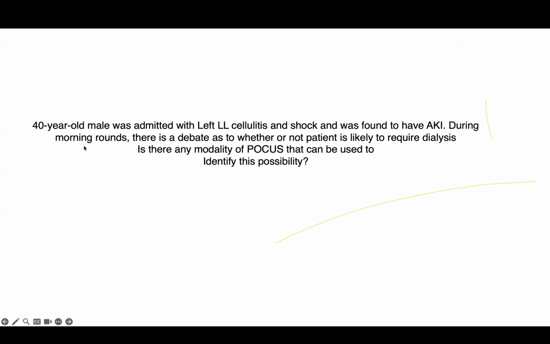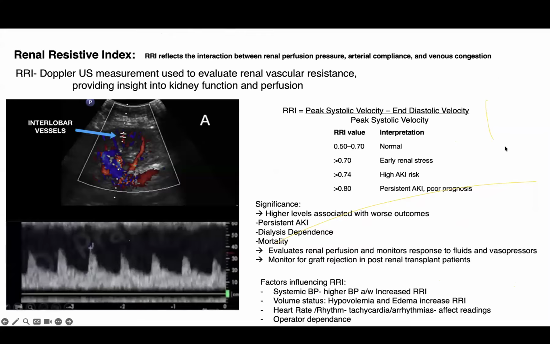A 40-year-old male was admitted with left lower limb cellulitis and shock and was found to have AKI. During morning rounds, there is a debate as to whether or not the patient is likely to require dialysis. Is there any modality of POCUS that can be used to identify this possibility? Superb. So it's the renal resistive index.